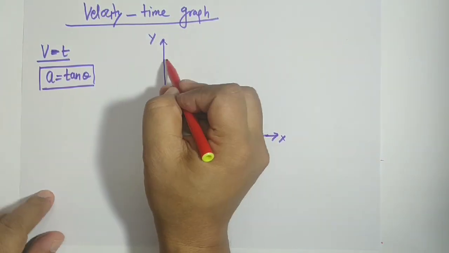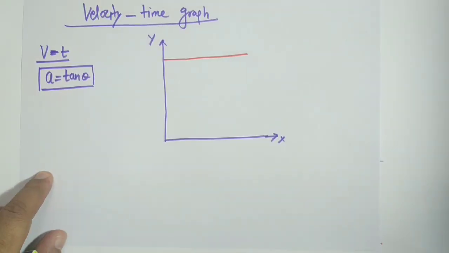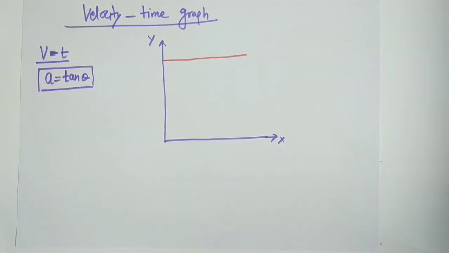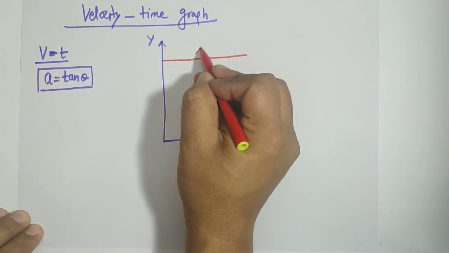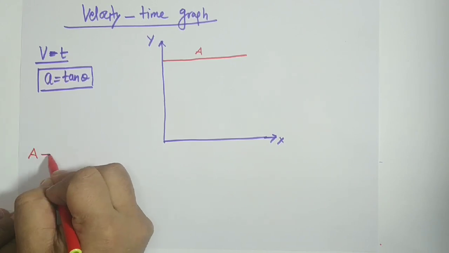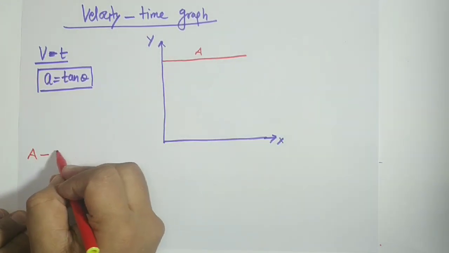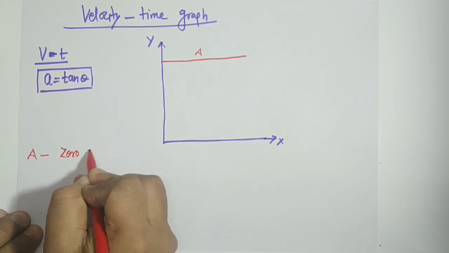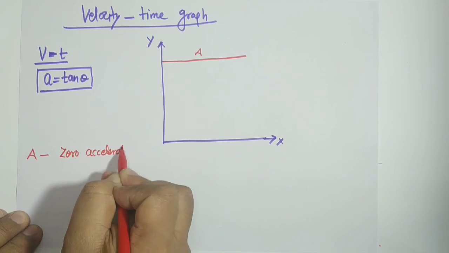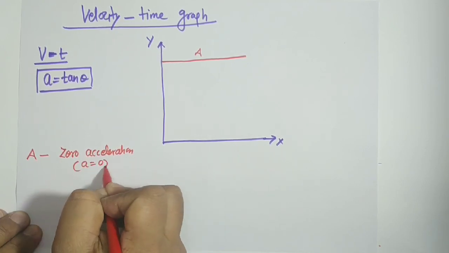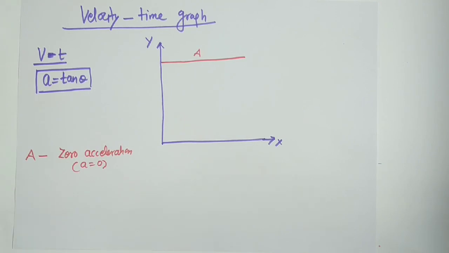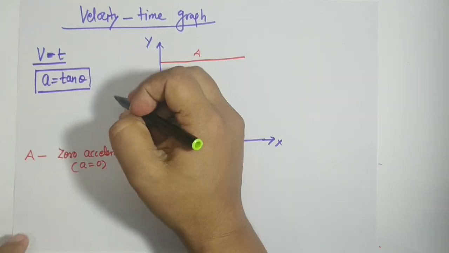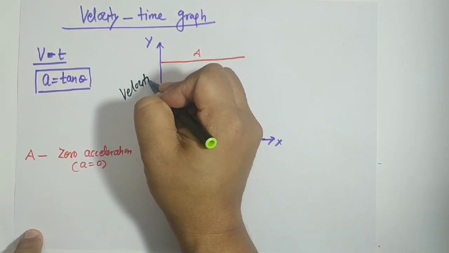The first is this one. Now this graph, what does it represent? I think all of you know this graph represents A. Say this graph is A. It's constant velocity. So constant velocity means you have zero acceleration. Are you getting it or not? The acceleration is zero here for this graph, because it has a constant velocity. This graph is velocity versus time. So this is a velocity time graph.